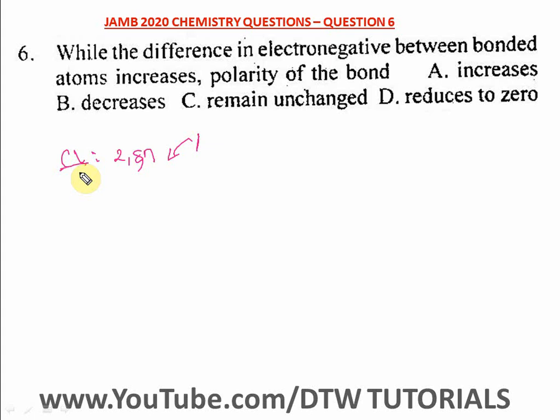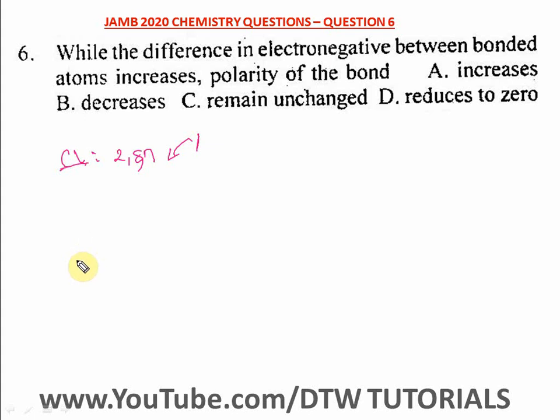happens to the polarity? Now, bond polarity is used in describing the sharing of electrons between atoms in a covalent bond. So we know covalent bond as a type of bond alongside electrovalent, ionic bonding and all of that. So in covalent bonding, there is sharing of electrons between the participating atoms. Now, these elements don't share electrons equally.